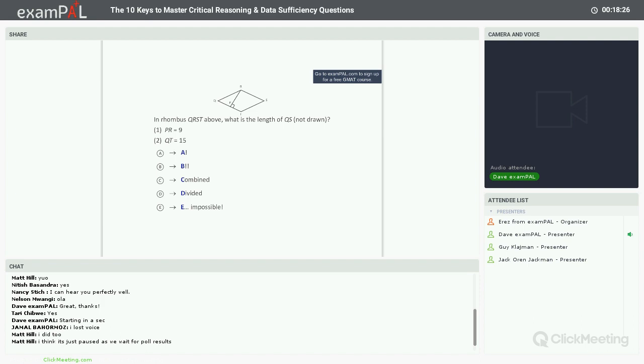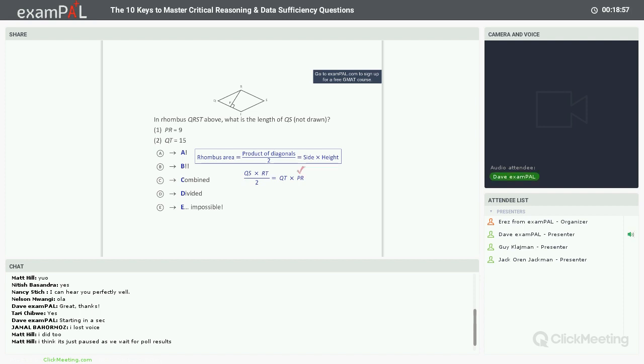In rhombus QRST, what is the length of QS, which is not drawn? This question deals with a rhombus. Let's quickly remind ourselves of the material here. Rhombus area equals product of diagonals divided by 2, and also equals side times height. So in this figure, all of this translates into QS times RT divided by 2 equals QT times PR. The question is, what is QS?